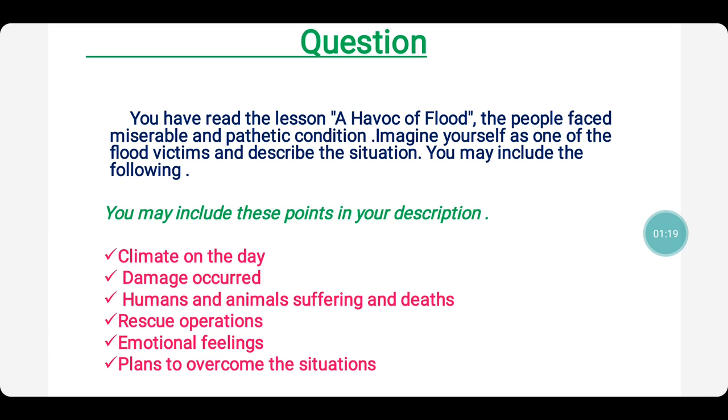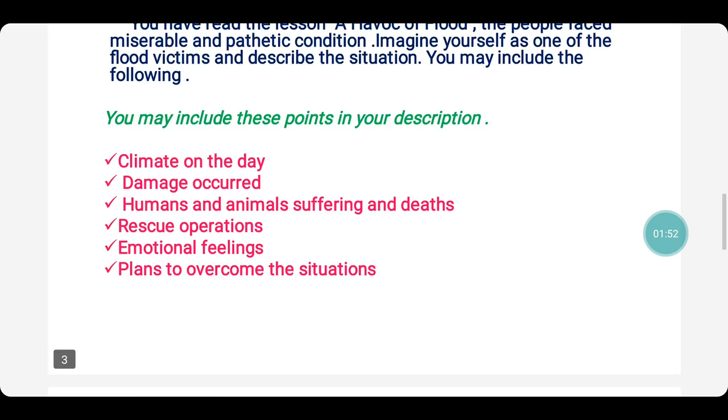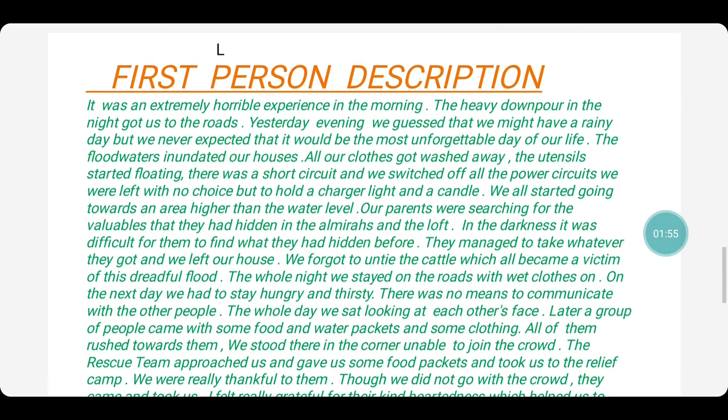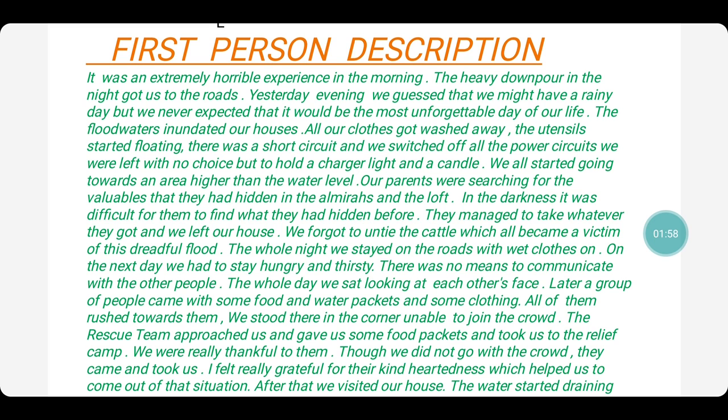to overcome the situation. So these are all things you need to keep in mind, and the sequence needs to be maintained. That is, how was the climate, what are all the damages that occurred, and then rescue operations, how the relief teams or the rescue teams came to rescue the people from that situation, and what were the feelings. Now you are one among the victims. As a victim, how did you feel? And the plans to overcome, how you are going to overcome the situation, how you are going to get to the normal way of living after getting affected by the flood.